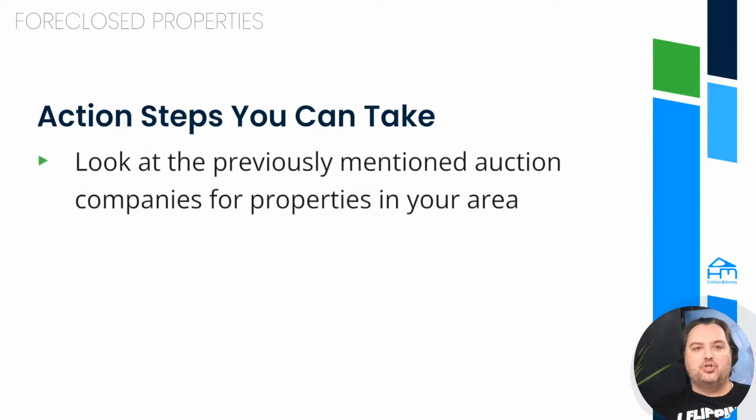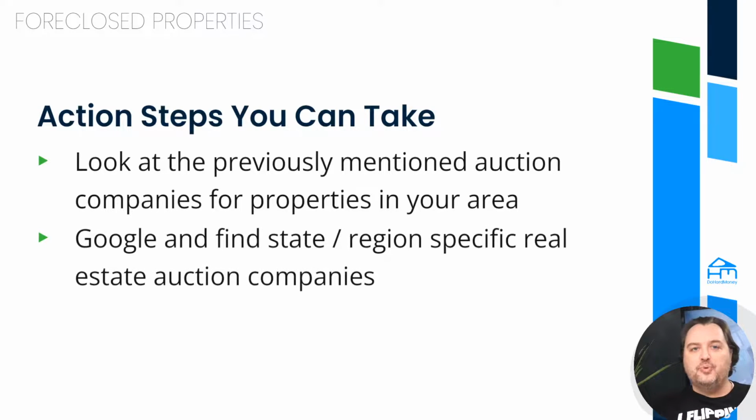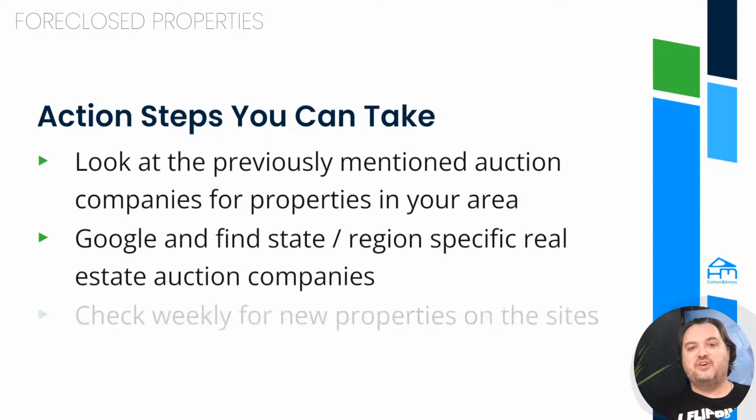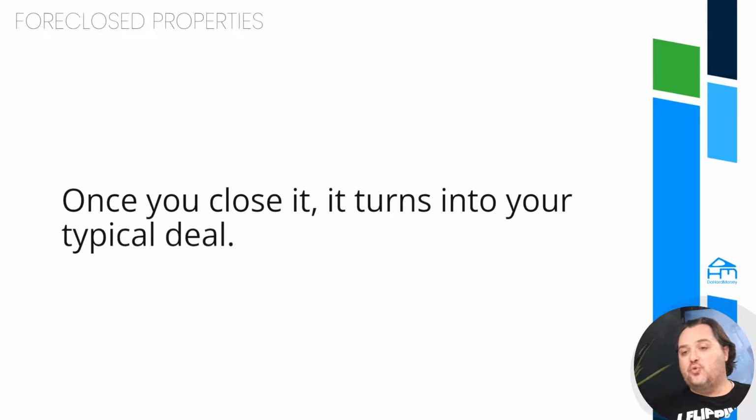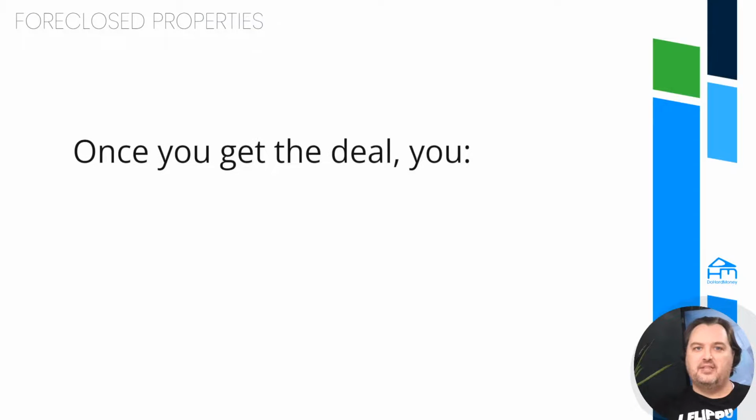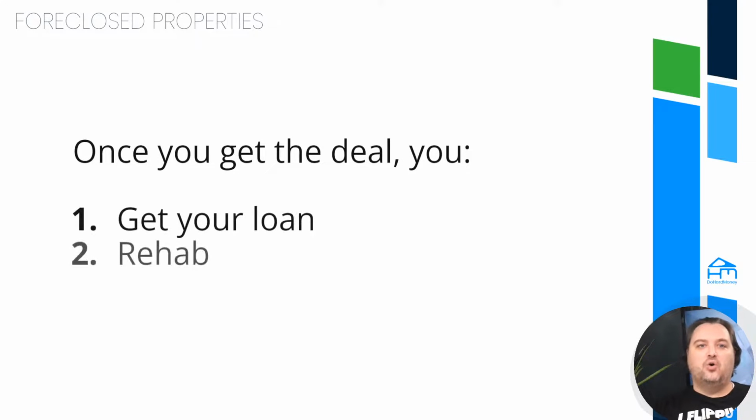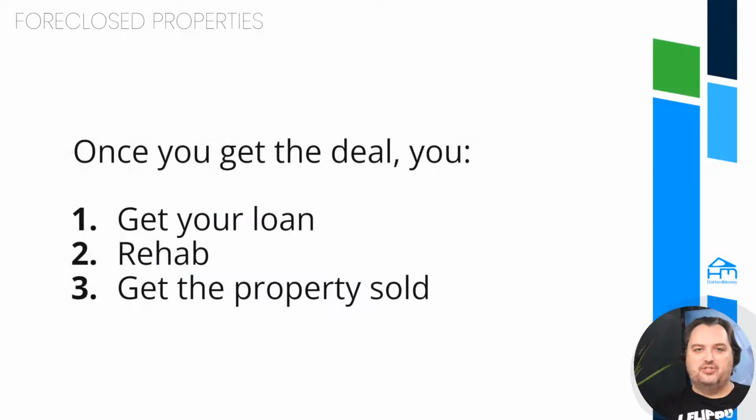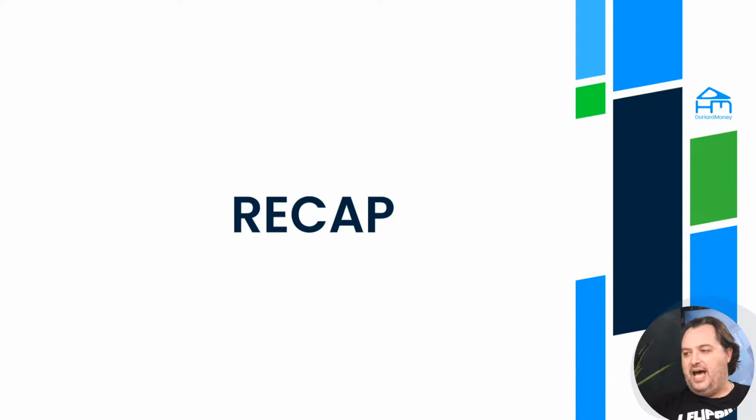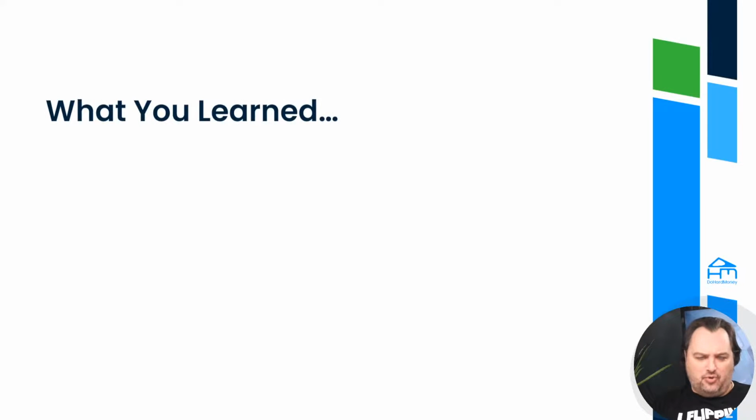So, action steps you can take. You can look at those auction companies for properties in your area, and you should be doing that every single week. You should be Googling and finding regional or state-specific auction companies. You should be checking that every single week, as well as the HUD Home Store for those FHA and VA foreclosures. Once you close it, it turns into your typical deal. Nothing else changes. You get your loan, you do your rehab, you get the property sold. That's the typical stuff that happens, just like any other type of deal. The auction shouldn't throw you off.